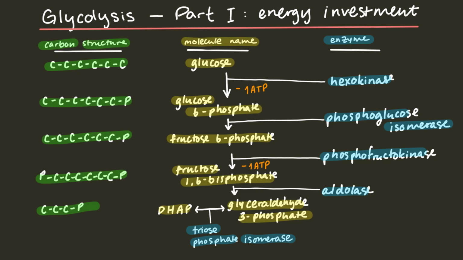Glucose gets turned into glucose 6-phosphate in a reaction helped along by an enzyme called hexokinase. This reaction actually uses up one ATP molecule. In the same way that you gotta use money to make money, you gotta use energy to make energy in this energy investment phase of glycolysis.